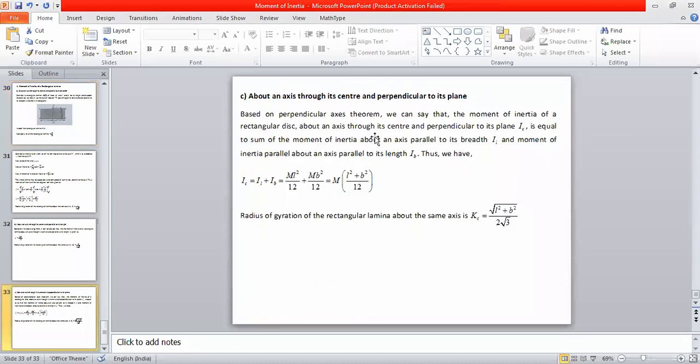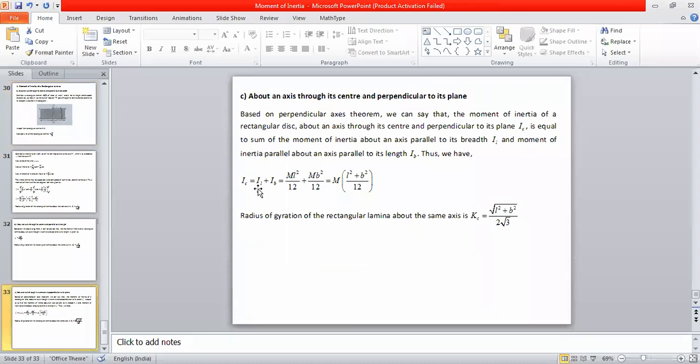So in order to calculate moment of inertia about an axis passing through the center and perpendicular to its plane, we make use of the perpendicular axis theorem. So we can say that the moment of inertia passing through the center and perpendicular to the plane, I have written it as IC. IC, that is about your z-axis. So therefore, this becomes IC.